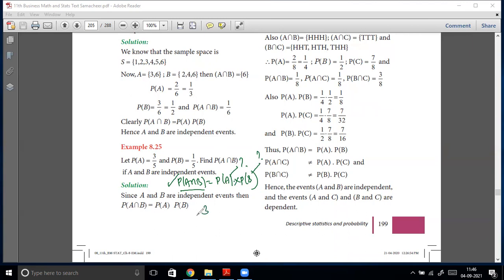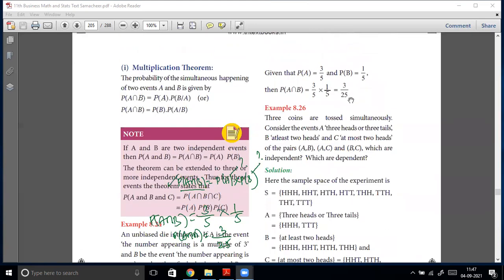So P of A is 3 by 5. P of B is 1 by 5. So P of A intersection B is equal to this into that. 3 by 25. That's all. This is a mental sum. Nothing big deal about this.